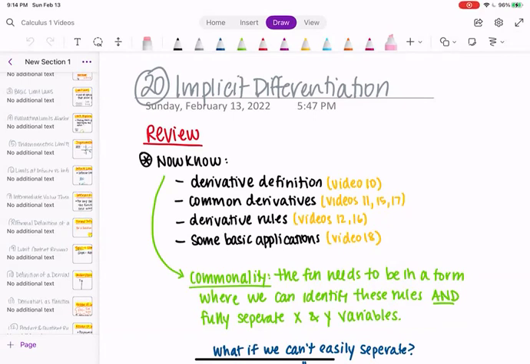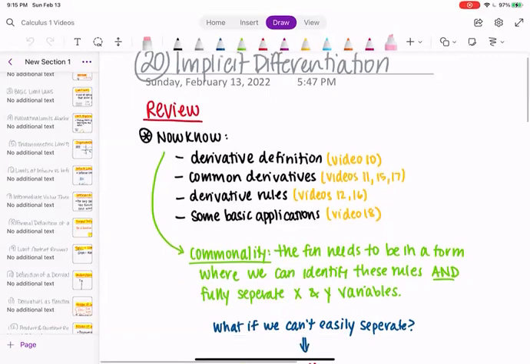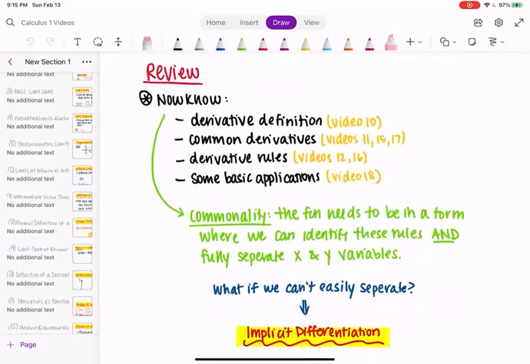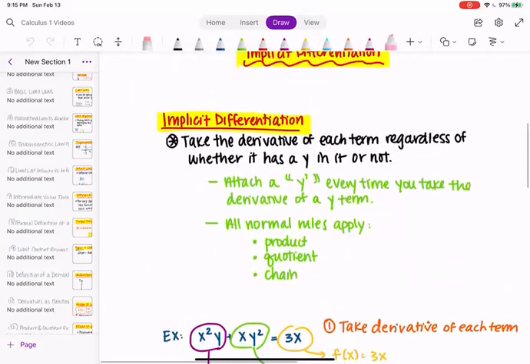So what do we have in common with all four of the things we know so far? That would be that the function needs to be somewhat simple in the sense that we should be able to identify where these rules exist, but most importantly, we can only follow the information in these four steps if we can fully separate the x variables and the y variables. So what happens if we can't do that? That's where the topic of implicit differentiation comes in.